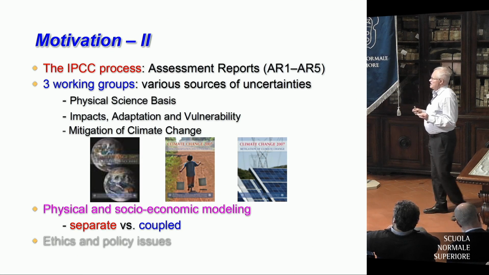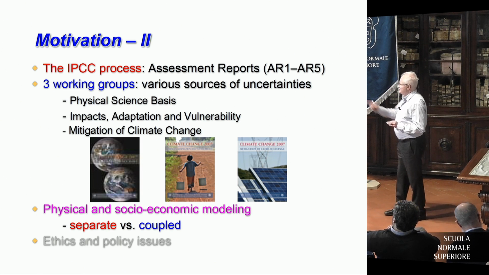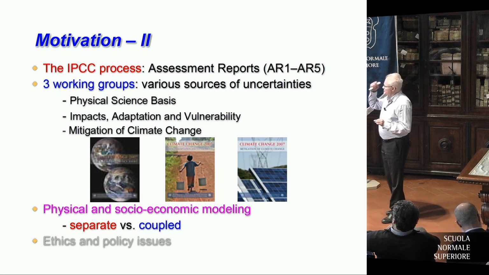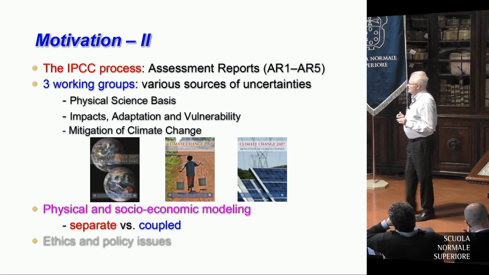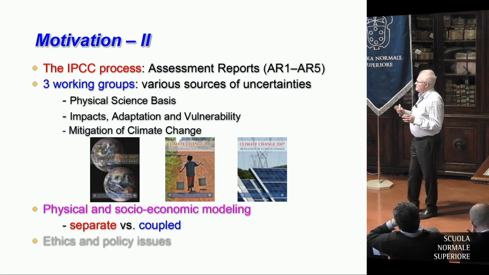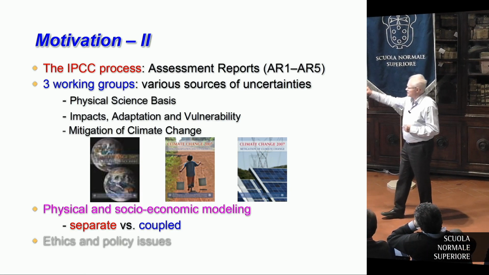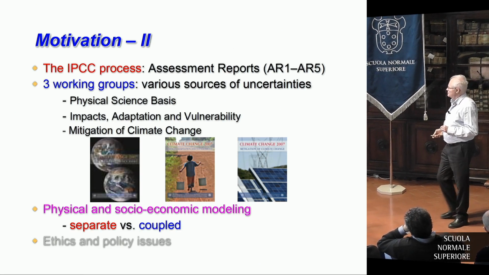And it is still the case that there are three separate working groups, each one with its various sources of uncertainties. These are the covers of the three reports, I think from the fourth one. So there's a physical science basis, and then there's impact, adaptation, and vulnerability, and then there's mitigation. Okay? So again, there's a question of physical and socioeconomic modeling, separate versus coupling, and I won't have the time to discuss ethics and policy issues, which are very challenging also and quite interesting.